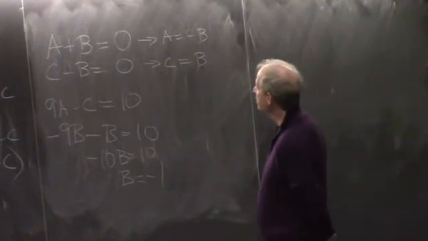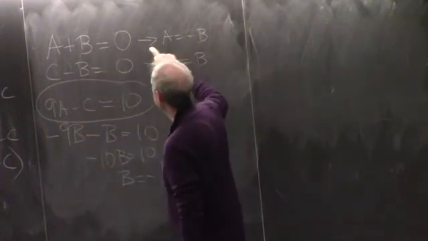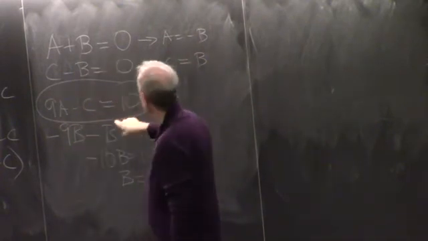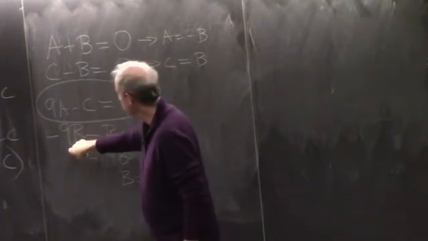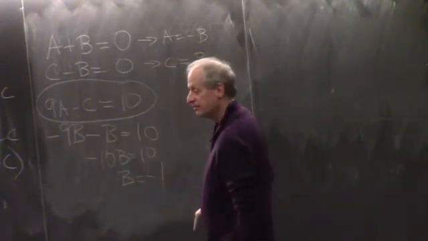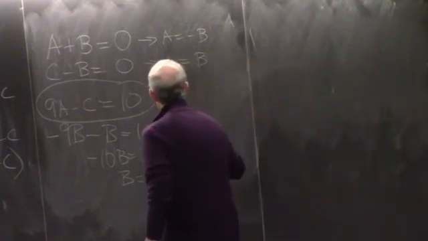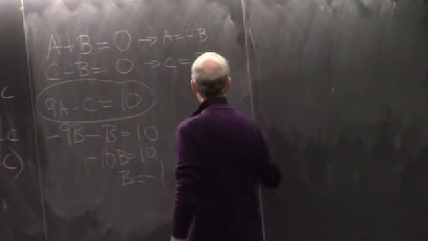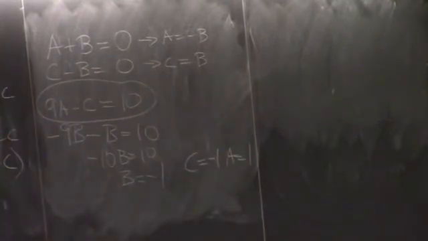I took this equation, and I said a is negative b, so I put negative b in for a. And I said c is positive b, so I put b in for c. And I got minus 9b minus b equals 10. So b comes out negative 1, which means c is negative 1, and a is positive 1. We're not done, folks. So now, I'm going to erase this first line.